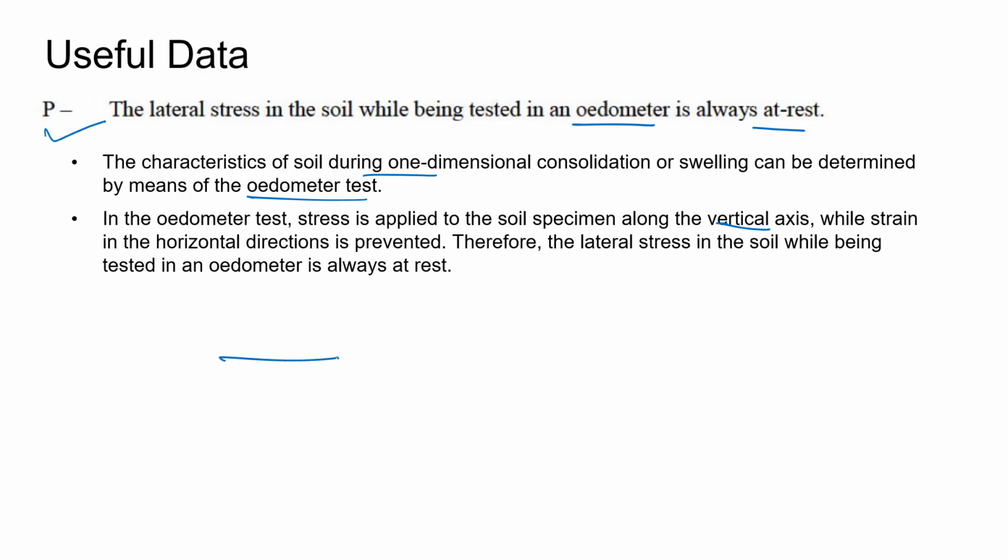This is saying that if this is a soil body, we are applying the stress in the vertical axis and the strain in the horizontal direction will be prevented. So we can say that the lateral stress in the soil while being tested in an odometer will always be at rest. So statement P is correct.